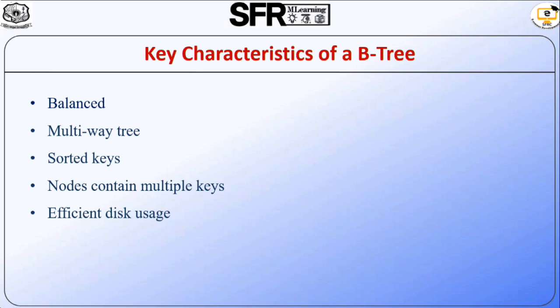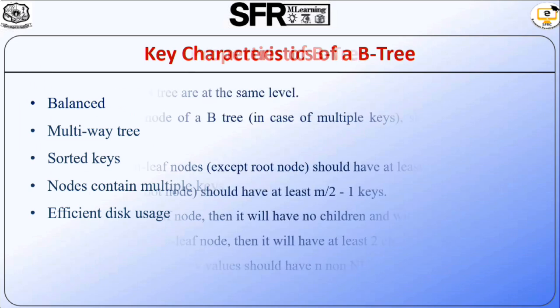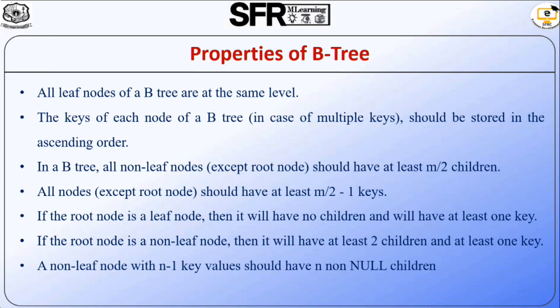Third one is sorted keys. The keys within each node are kept sorted, which also enables binary search within each node. Fourth one is nodes contain multiple keys. Each internal node contains a number of keys, so that they divide the range of keys into different sub-ranges. So last one, efficient disk storage. B trees are designed to minimize disk operations, and are suitable for storage systems that have a large amount of data. As a single node can store multiple keys and child pointers, this reduces the disk access time also.